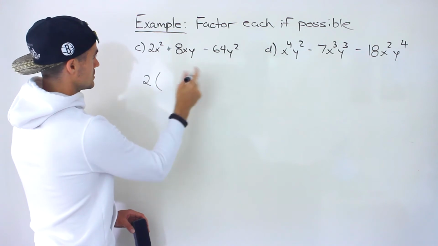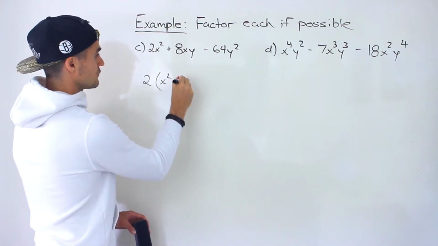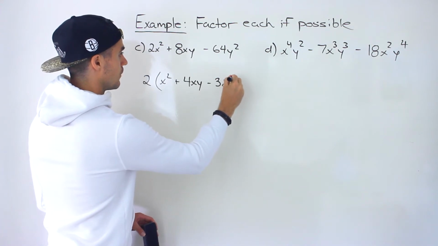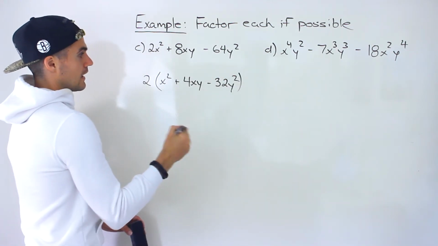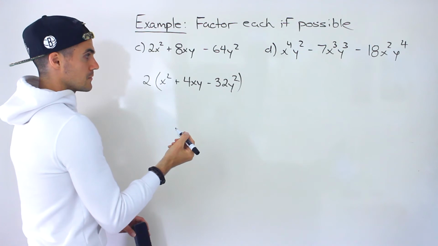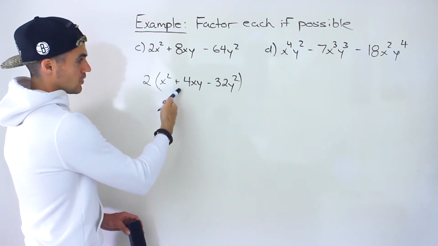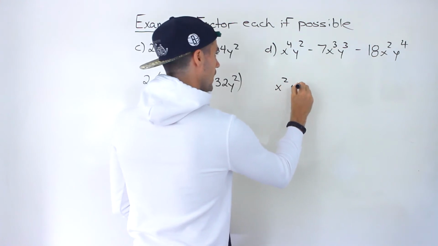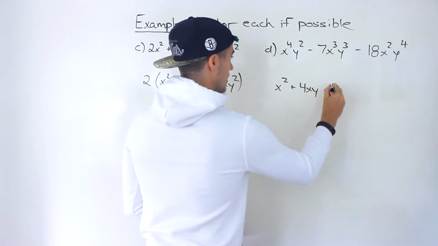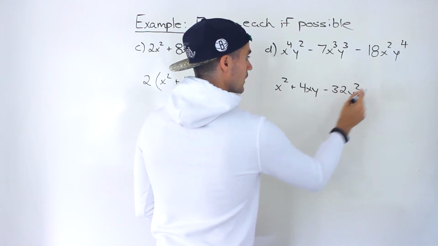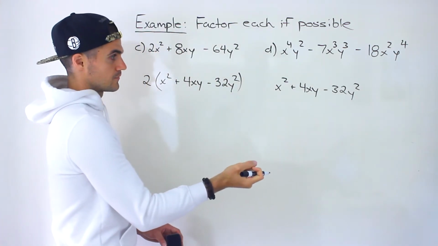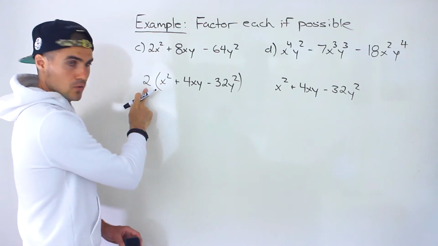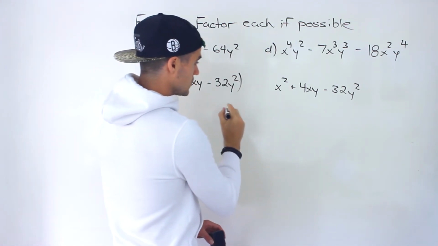Well, dividing each of these by 2, we'd have x squared plus 4xy minus 32y squared, like that. And from here, what I recommend doing is just working with whatever is remaining in the bracket just on the side. So let's just pretend that we got a question where we got to factor this over here, right? So we'll factor that, then we'll bring it back over here with that too.